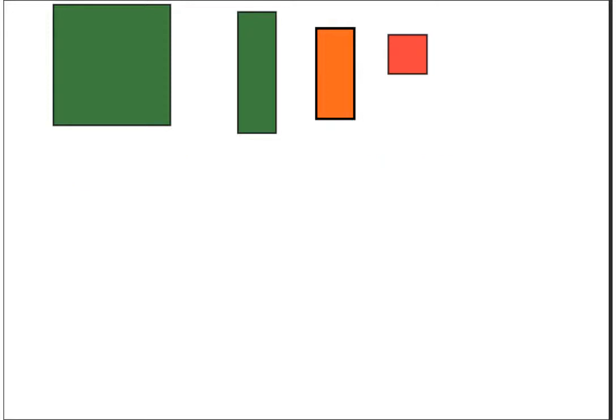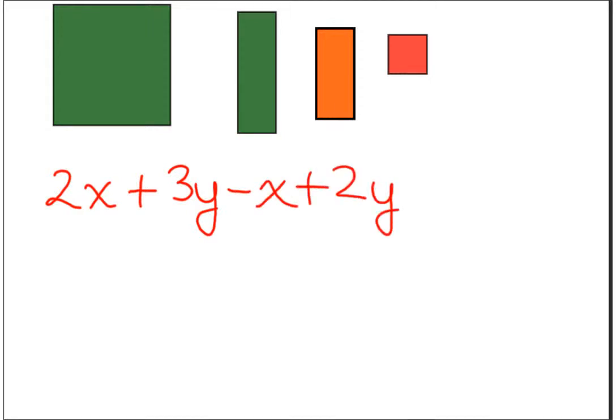Now we're going to use pencil and paper to show the same thing. So again, the question was 2x plus 3y minus x plus 2y. Okay, so using pencil and paper, we're going to use the same ideas as we were just using for the tiles. So, remember when we took the tiles and we were rearranging them? Well, we're going to do the same thing, except we're going to rearrange the terms. And remember when we rearranged them, we were putting tiles that were the same side by side? Well, now we're going to take the terms and put the like terms side by side.